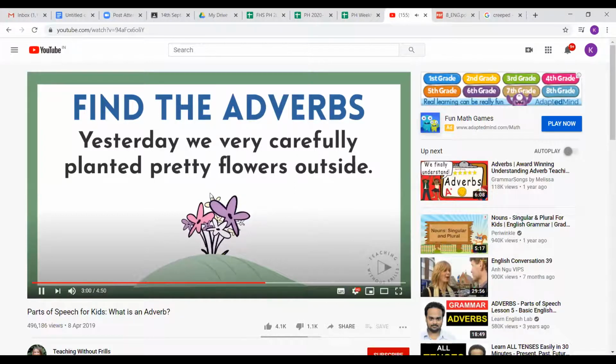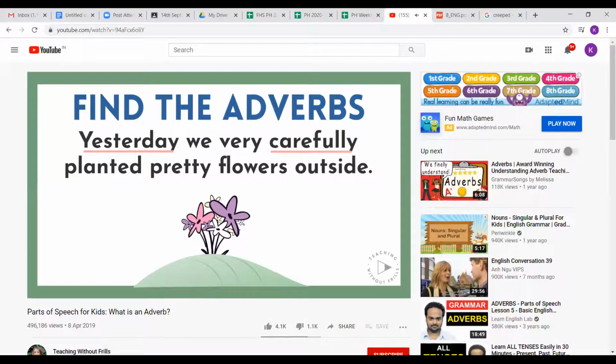Pause here to think or keep watching to hear the answer. Yesterday is an adverb that tells when we planted the flowers. Carefully describes how we planted the flowers. Very describes to what extent we were careful. And outside describes where we planted the flowers.